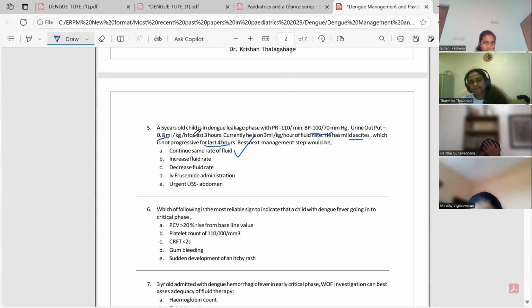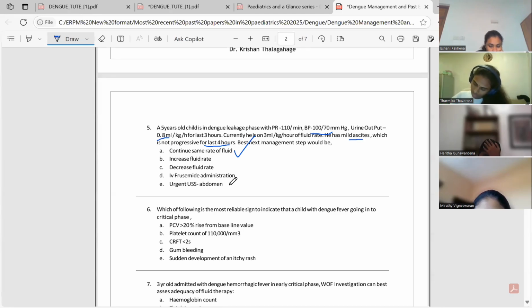No. If the urine output was low, you might have considered this. Decrease fluid rate? You don't have to. The urine output is ideal, right? Furosemide then? No, he doesn't show any features of fluid overload. Urgent ultrasound abdomen? Why? What for? Right?